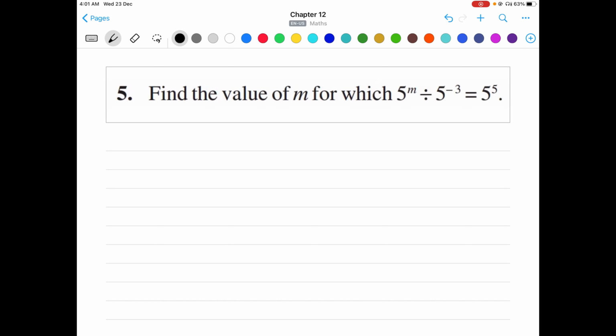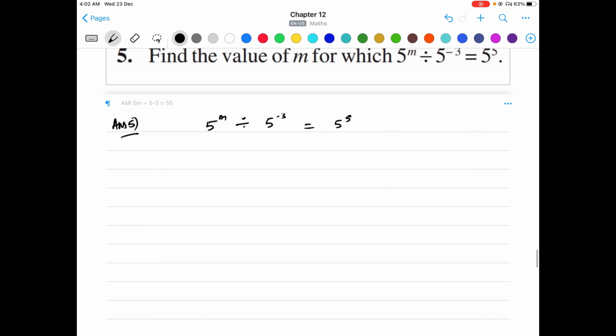Now moving to the next one, we have to find the value of m for which 5 power m divided by 5 power minus 3 equals 5 power 5. It's a very important question. Okay, see this one. We have 5 power m divided by 5 power minus 3 equals 5 power 5. Okay, first we are going to simplify this expression, then we will compare the powers of number 5.